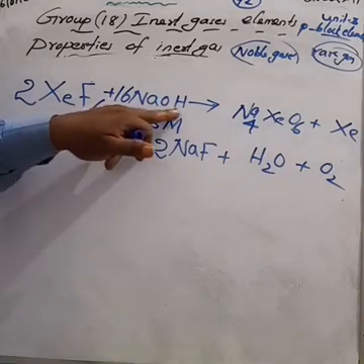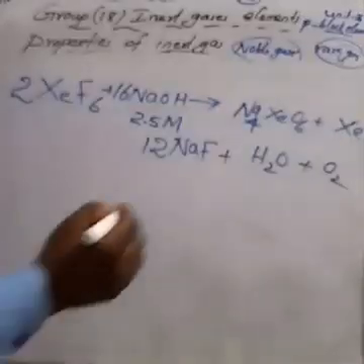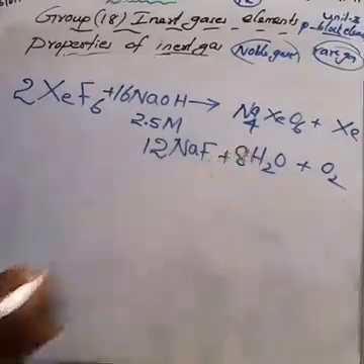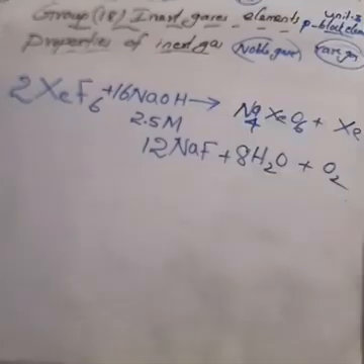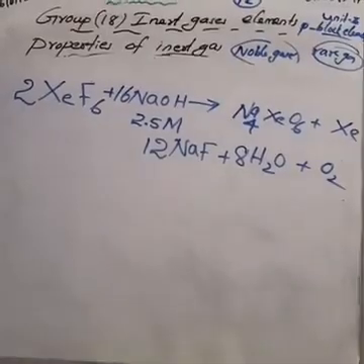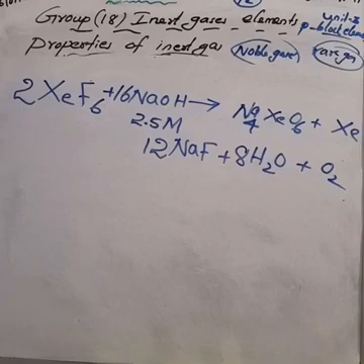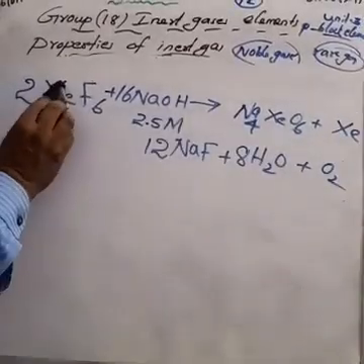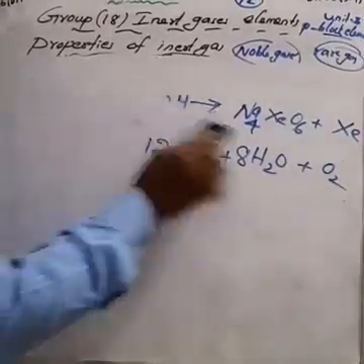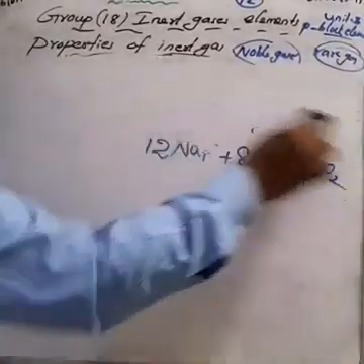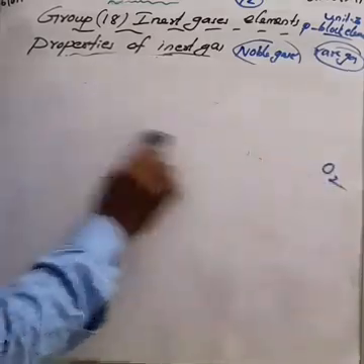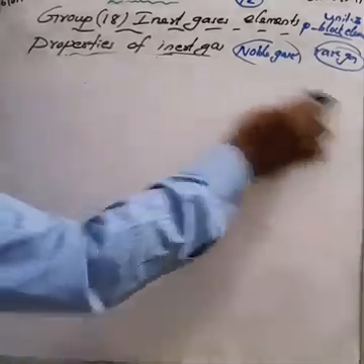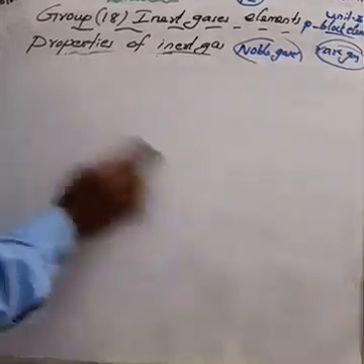Here, 16 hydrogen atoms are present, so making it 8 H2O means the water is also balanced. Next, one of the important properties is that sodium perxenate shows a strong oxidizing property, not reducing. How can we explain sodium perxenate? It is well known for its strong oxidizing property.